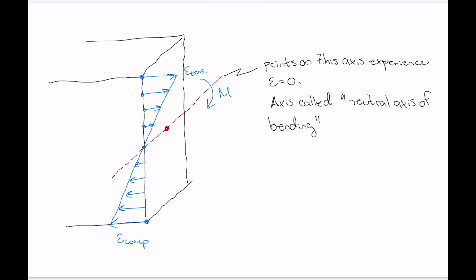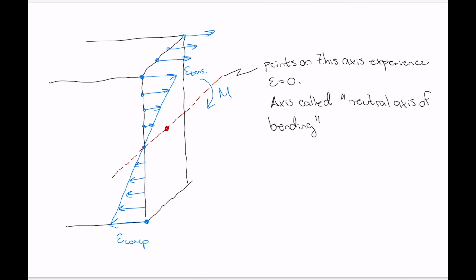And I'm just showing these strains along this edge that's closest to us here, but these strains really exist all over the face of this cross-section. So all these points on the top of the cross-section here experience tensile strain as well. And similarly at the bottom, all points experience compressive normal strain. Okay, so what have we learned from this?